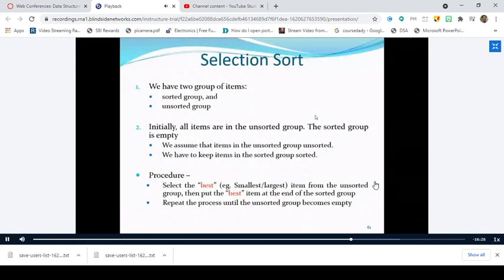So we'll move to another sorting algorithm and we'll start after completing this selection. The another sorting algorithm which I am going to discuss is the selection sort. Right. So what do you understand by this selection sort? Selection sort. The name itself is saying that selection.